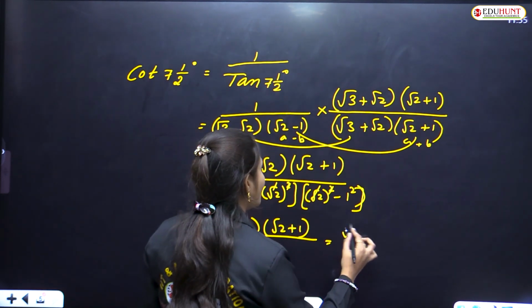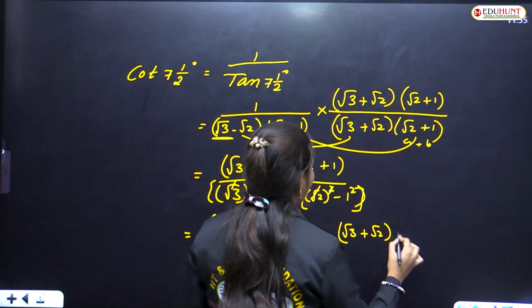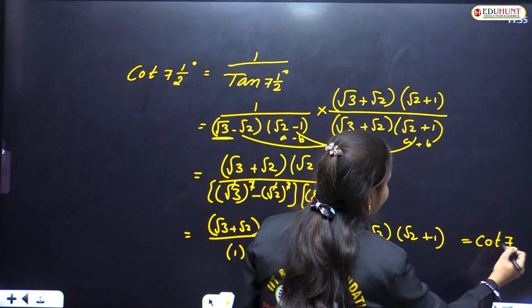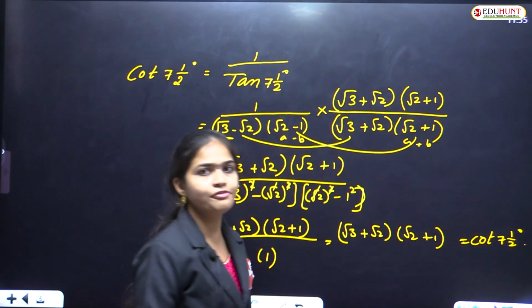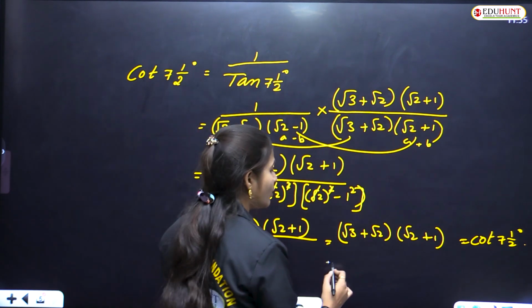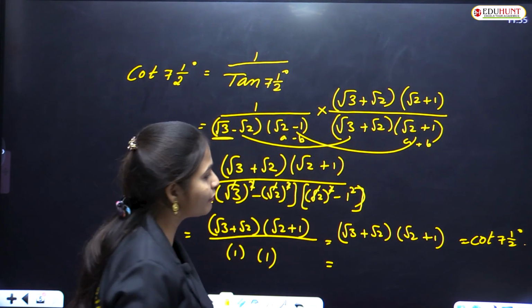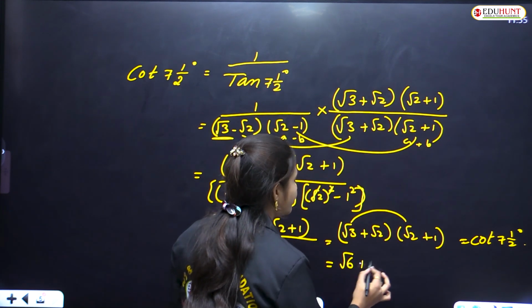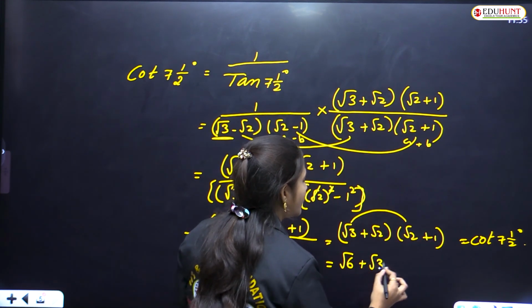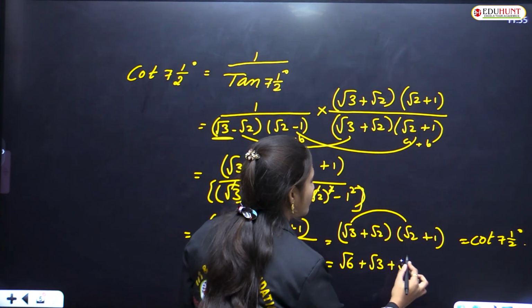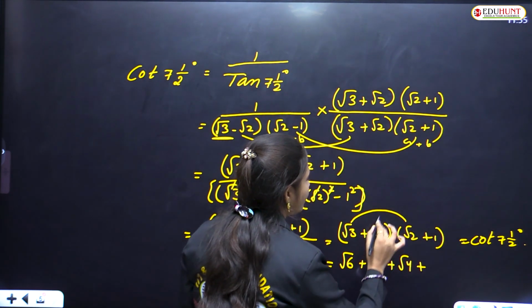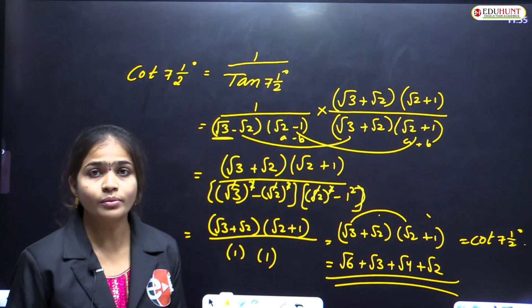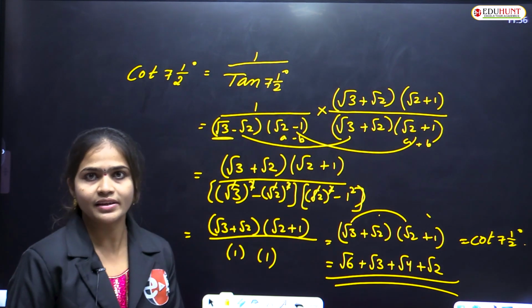So root 3 plus root 2 into root 2 plus 1 is the value of cot 7.5 degrees. This one we can also write in another form, just like tan 7.5. Root 3 into root 2 is root 6, plus root 3 into 1 is root 3, plus root 2 into root 2 is root 4 or 2, whatever you wish, plus root 2 into 1 is root 2. So this is another form, the value of cot 7.5 degrees.